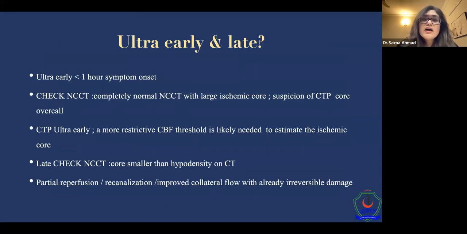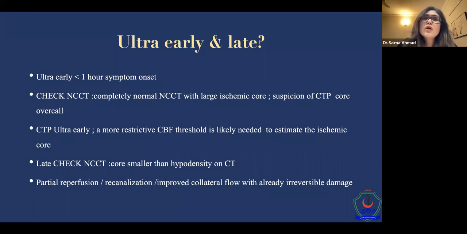So what about the ultra early and the late time window? As I have told you earlier about the ghost core, all of you must know about the ghost core. Before 6 hours, if you do the CTP, the whole of the affected hemisphere shows the core because collaterals are not yet open. So you cannot defer patients from EVT on the basis of that core. So that is called the ghost core.